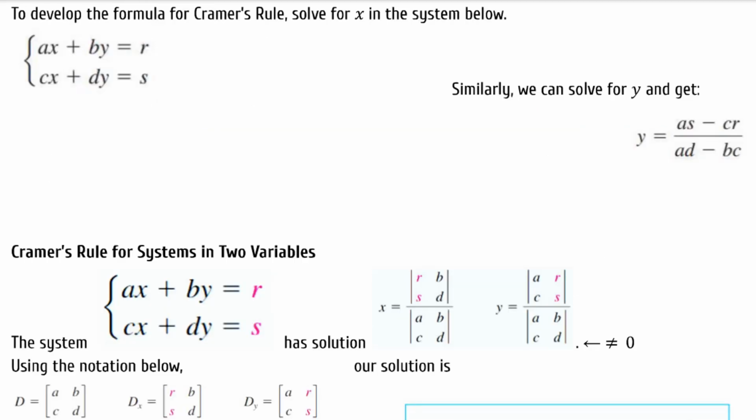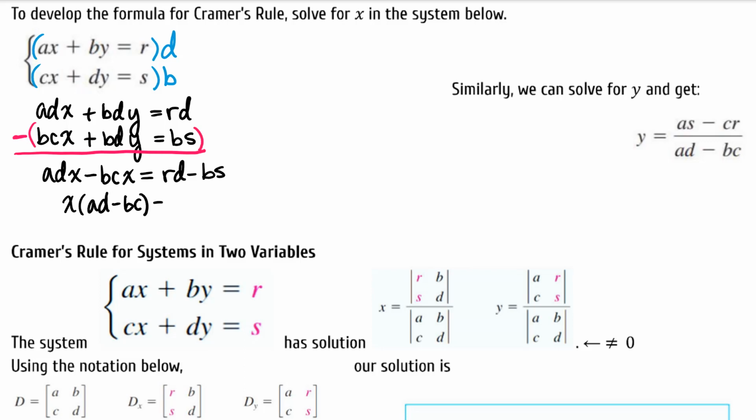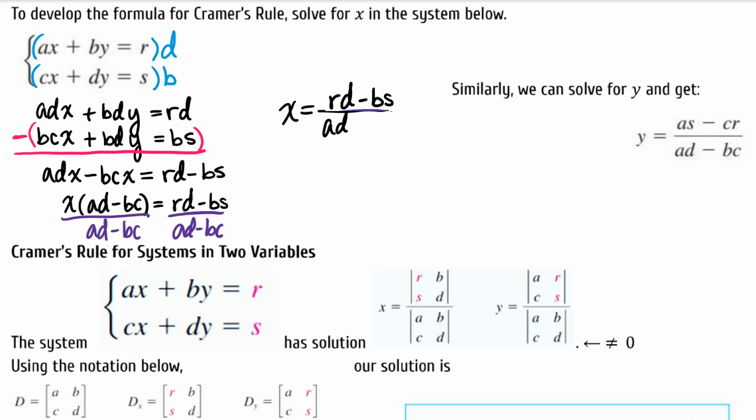Let's talk about Cramer's rule. To develop the formula for Cramer's rule, solve for x in the system below. To solve for x, I need to eliminate the y's. So I'm going to multiply the top equation by d and the bottom equation by b, and then subtract them. Both of the terms on the left side have an x, so factor that x out, and then divide both sides by AD minus BC. X is equal to RD minus BS over AD minus BC. Similarly, we can solve for y and get y is equal to AS minus CR over AD minus BC.